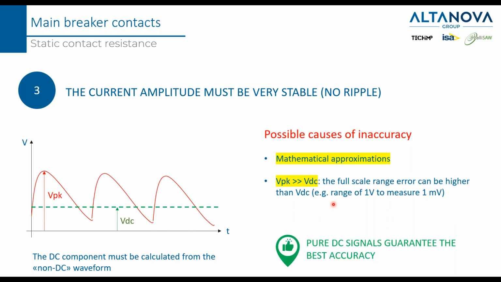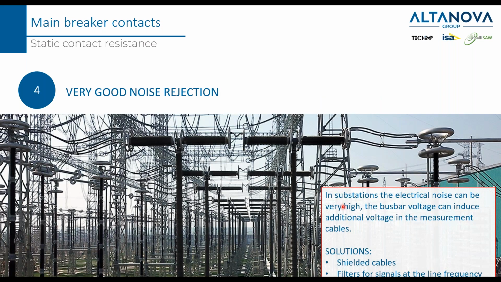In the end, you really need very good noise rejection. Imagine measuring the contact resistance of this breaker with a live bus bar around you. Imagine measuring 1 millivolt in such a situation. It is very difficult, and you need to take precautions. For example, your micro ohm meter needs shielded cables and also filters for the signals coming from the busbar that are induced in the cable, and these signals are typically at the line frequency.